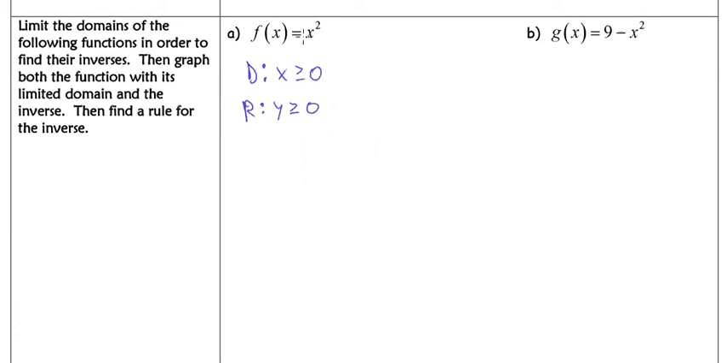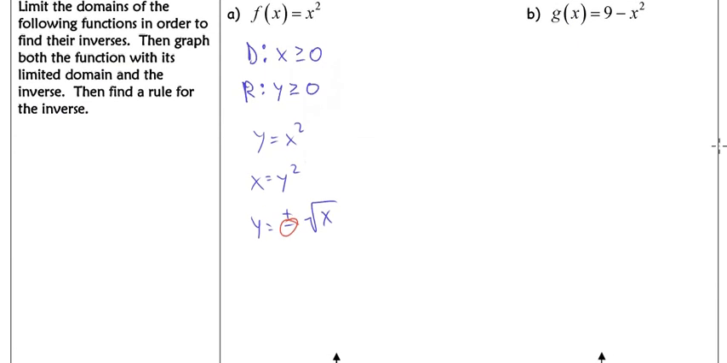So now let's go ahead and find our inverse. y equals x squared. That means x equals y squared, and y is going to be equal to plus or minus the square root of x. However, we've already defined our domain as only being those positive x values, so we don't need the negative version of the square root of x here. So let's rewrite that.